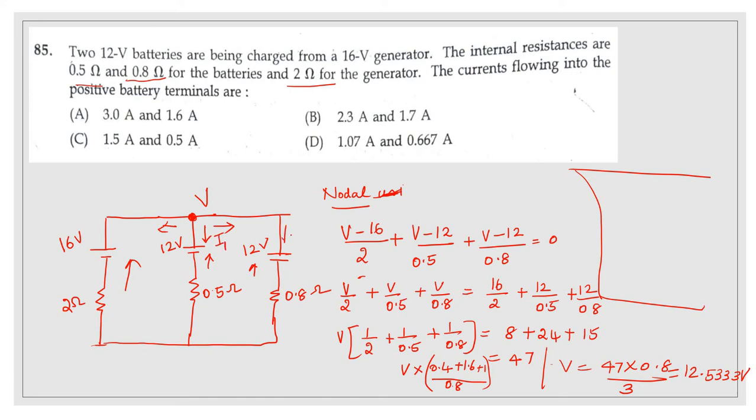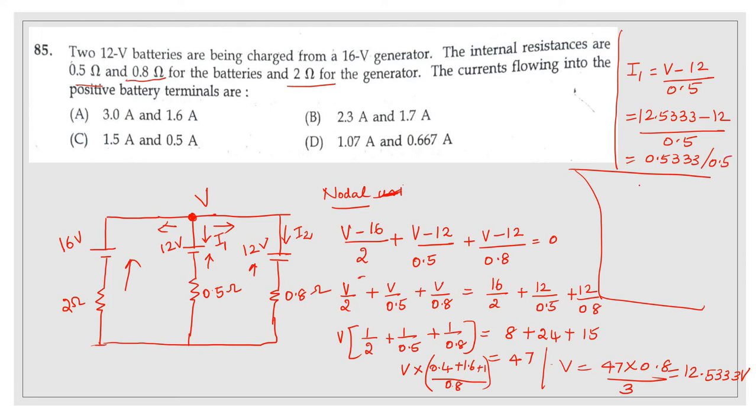First 12 volt battery, next 12 volt battery, that is I2. So for the first 12 volt battery, what is I1? I1 is (V minus 12) divided by 0.5. What is V? V is 12.533, so 12.533 minus 12 divided by 0.5. So 0.533 divided by 0.5. What is the answer? The answer is 1.067.